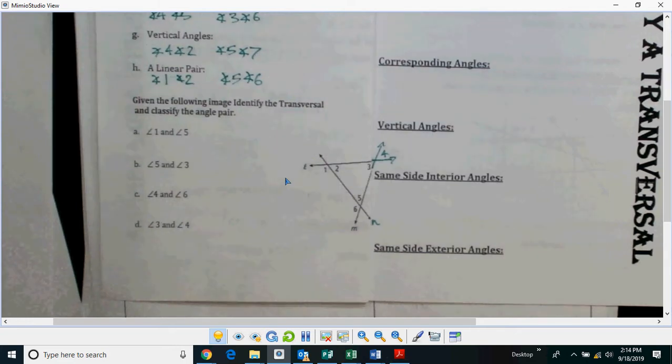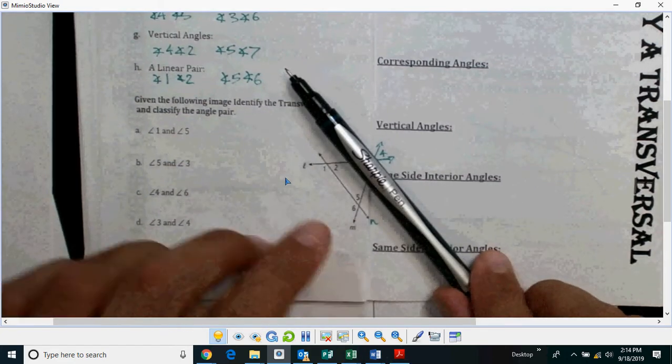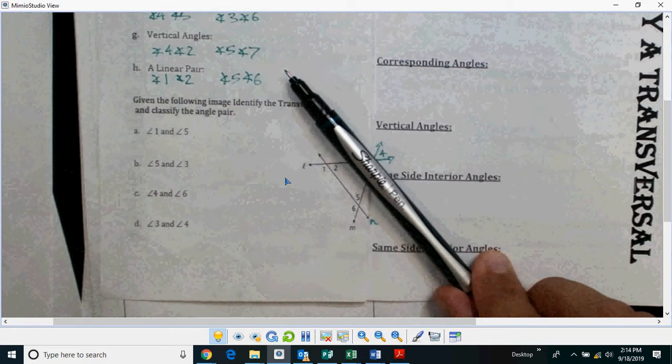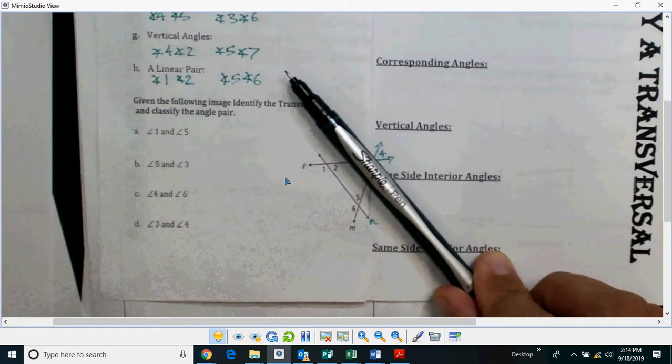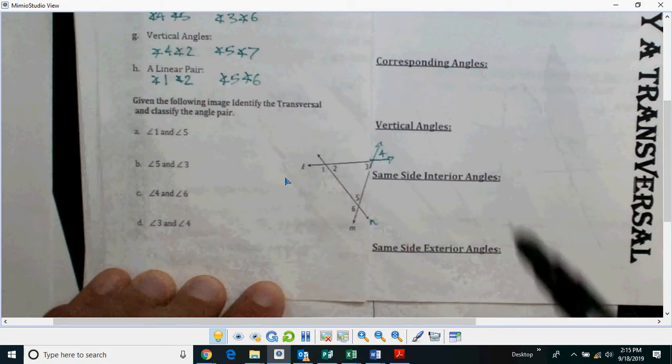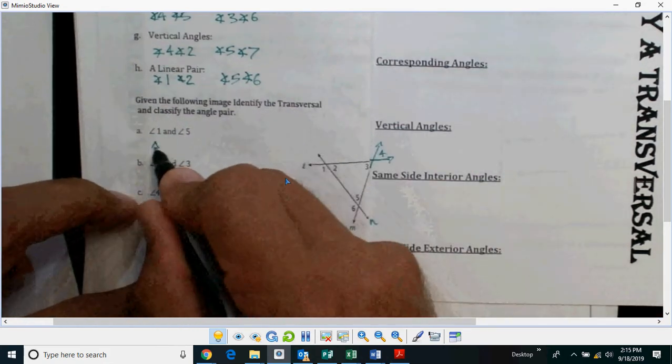All right. So if I look at the intersections that have 1 and 5, I don't have to look at the others. What's the transversal first of all? If I'm considering angles 1 and 5, what line is the transversal that connects 1 and 5? It's line N. So what type of angles are 1 and 5 with N as the transversal? They're alternate interior.